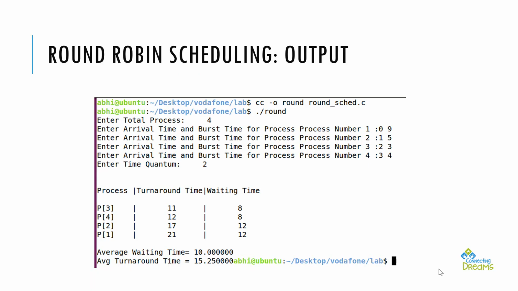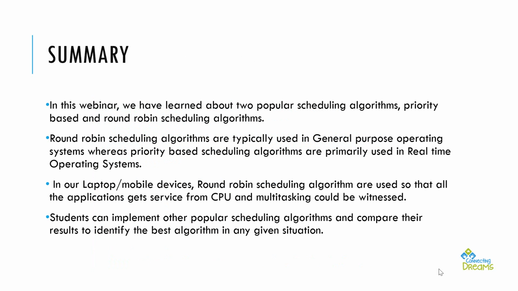I hope by now you have understood the implementation of the round robin scheduling algorithm using C programming. As per the summary of this webinar, we have learned about two popular scheduling algorithms, priority based and round robin scheduling. Round robin scheduling algorithms are typically used in general purpose operating systems, whereas priority based scheduling algorithms are primarily used in real time operating systems.